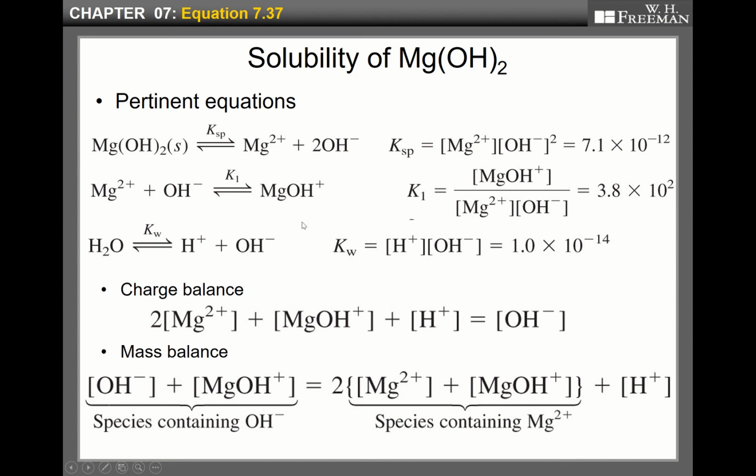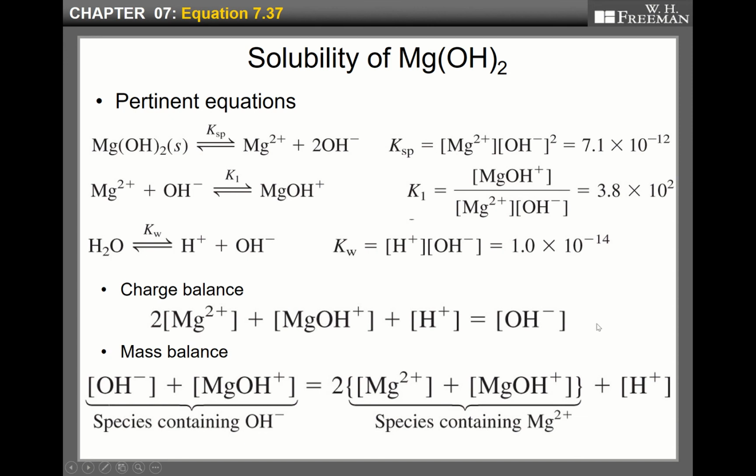And as a default, all the time we write the water auto dissociation. Kw is all the time 10 to minus 14. And we write the charge balance equation here. The positively charged species are three: magnesium ion, magnesium monohydroxide, and proton. And there is only one hydroxide ion. This is the charge balance equation.